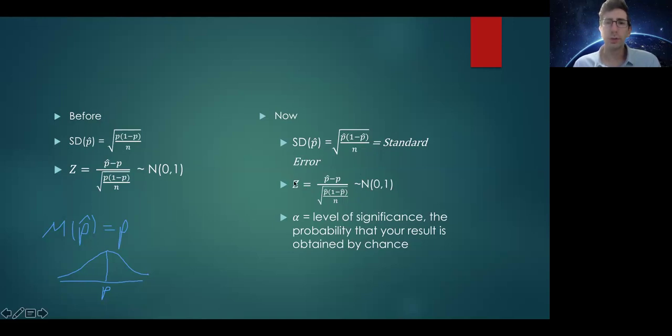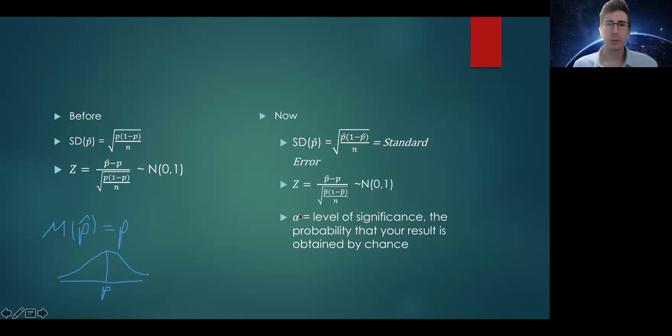And so our z value now is going to be p hat minus p. That actually hasn't changed in the numerator at all, but our standard error is now going to be used in our denominator, instead of our old standard deviation. So we're just going to plug in our sample proportion in place of our population proportion.